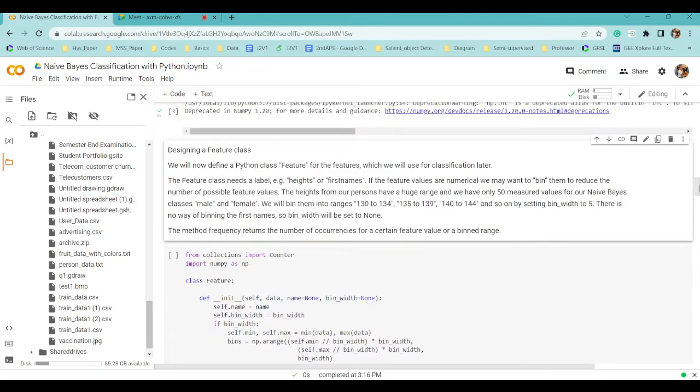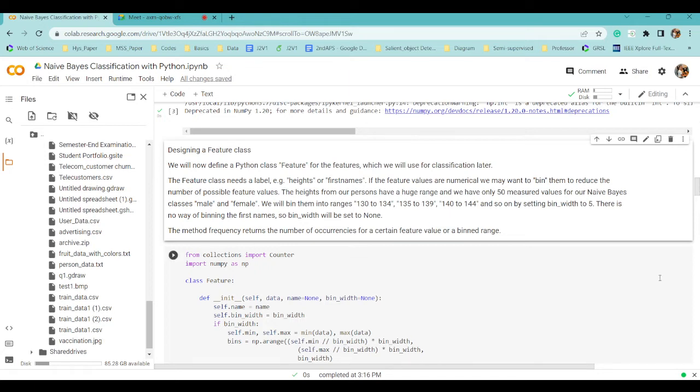Now I need to design a feature class. That is how we are going to calculate our probability. So we are creating a feature class. For the feature class we need a label like height or first name, right? If the feature values are numerical, we may want to bin them to reduce the number of possible feature values. The height of a person has a huge range, and we have only 50 measured values, male and female, because we have already segregated the males and their names, females and their names, so their height and body weight will also be segregated, right?